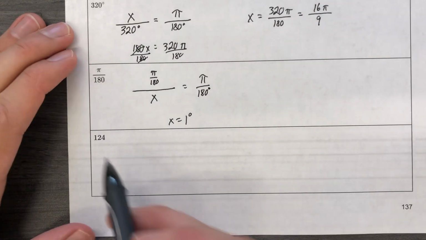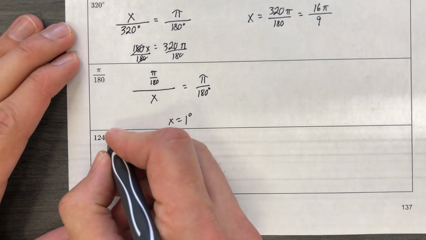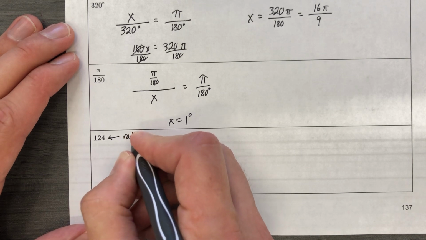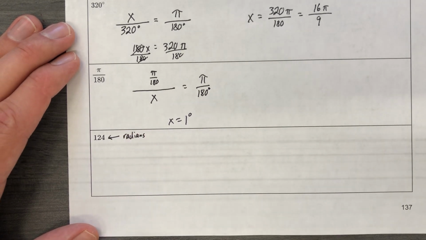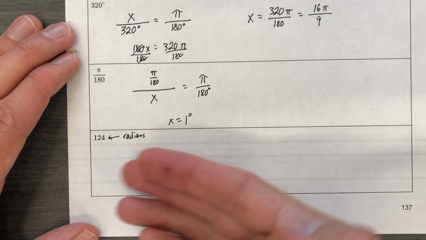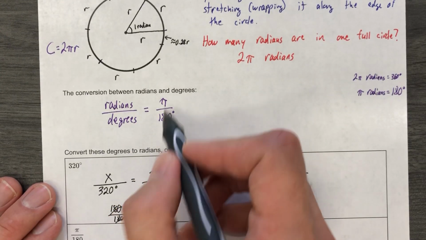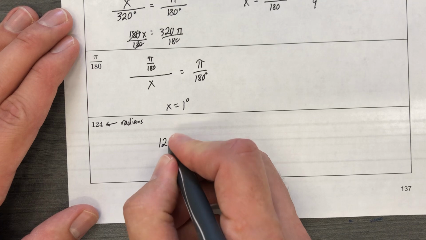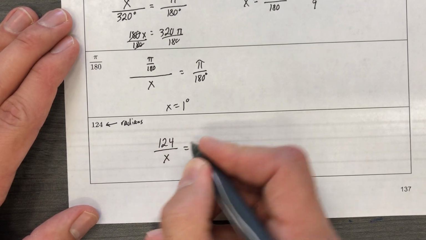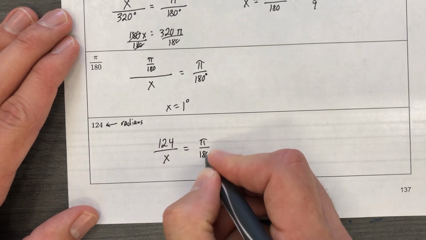All right, 124. What is this? This is radians, boys and girls. This is radians. It is not degrees. There is not a degree symbol. And there's some lines on mine. The printer did it. I blame the printer. So radians over degrees equals pi over 180 degrees.